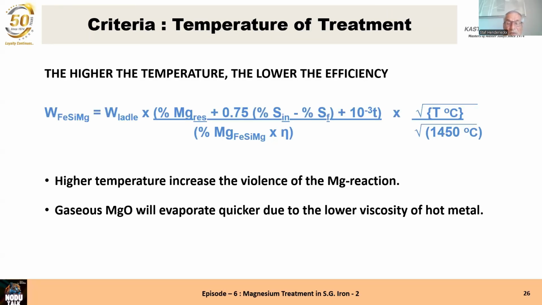The higher the temperature, the lower the efficiency. And there, it's because the violence of the magnesium reaction is much higher, and the gaseous magnesium oxides will evaporate quicker due to the lower viscosity of the hot metal. The formula is still there, and there you see the last part of the formula, that the temperature above 1450 is really very negative, because you will need more ferrosilicon magnesium to be sure that the reaction is okay.